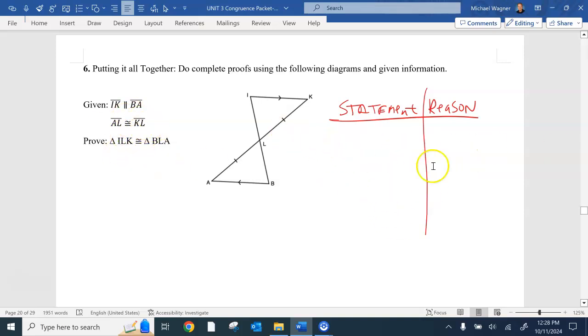Now, we're going to do a full proof. I'm not providing any statements or reasons. We're going to do it straight from scratch, okay? You make a table. And when you do so, usually it is a good idea to start with the givens.